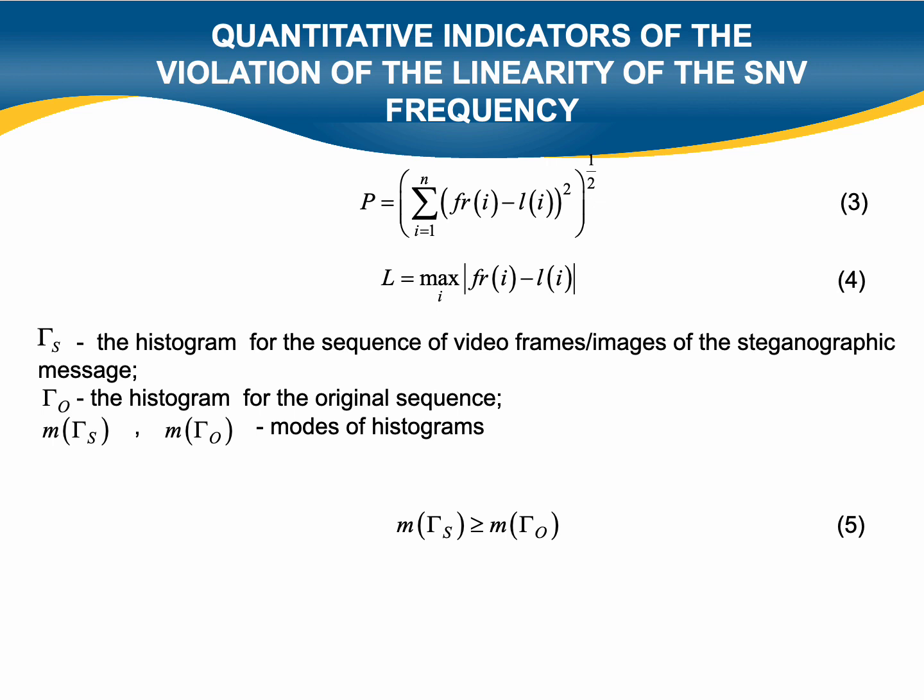From histogram gamma S, the histogram gamma S will be shifted to the right along the OL axis relative to the histogram gamma O for the original sequence for any capacity of covered communication channel. Modes of histograms gamma S and gamma O respectively will be related by the following equation, this equation 5. With an increase in the capacity, the difference 5 between modes will increase due to the increase in mode of gamma S.